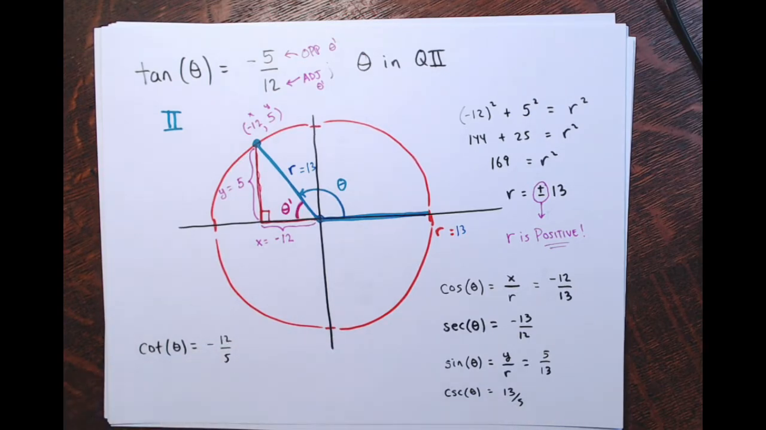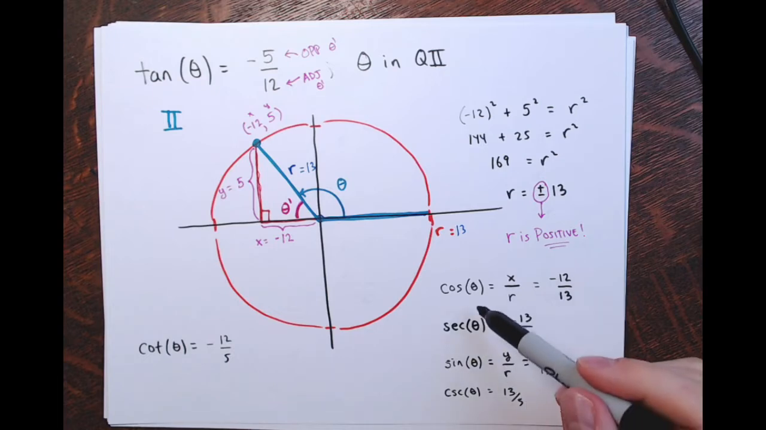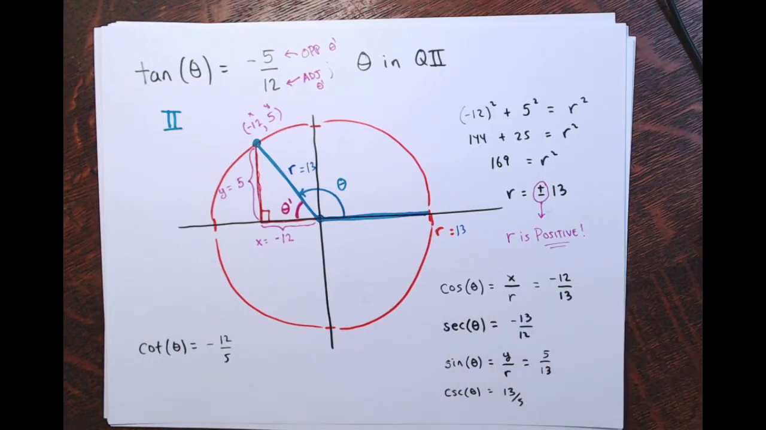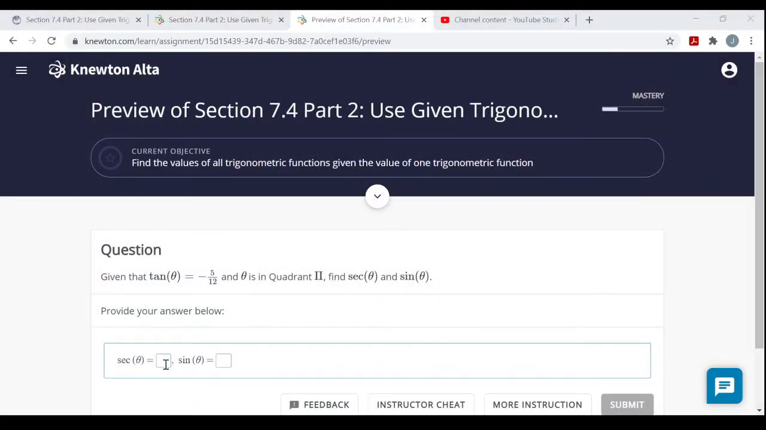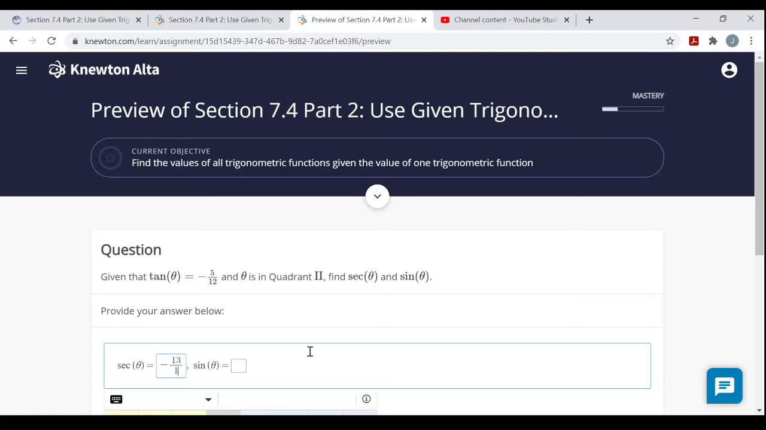And there we have it. I was given the value of one trig function and told where the angle ends, and I was able to find the other 5. Now in the assignment we're only asked for the secant. The secant I said was negative 13/12, and be careful not to leave out the negative sign. You got to pay attention. Make sure if something's negative, actually put the negative sign. It'll mark you wrong if you don't.